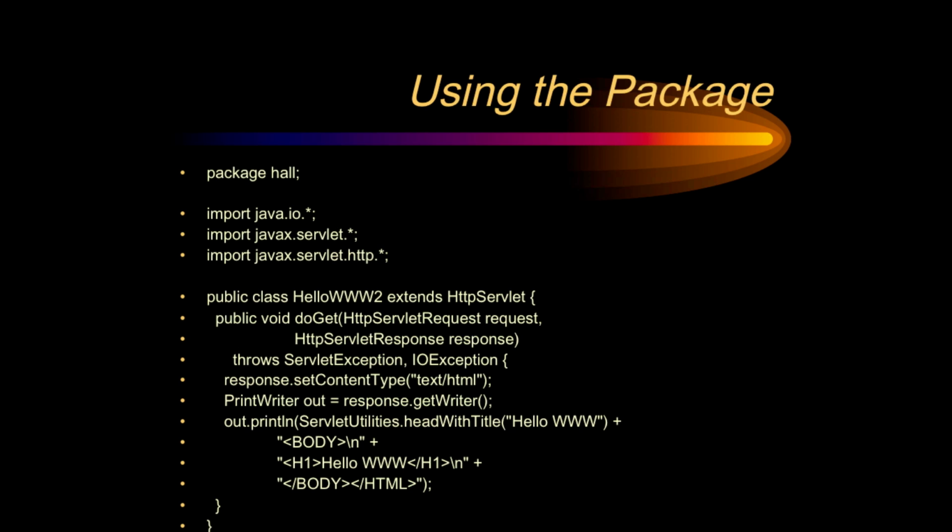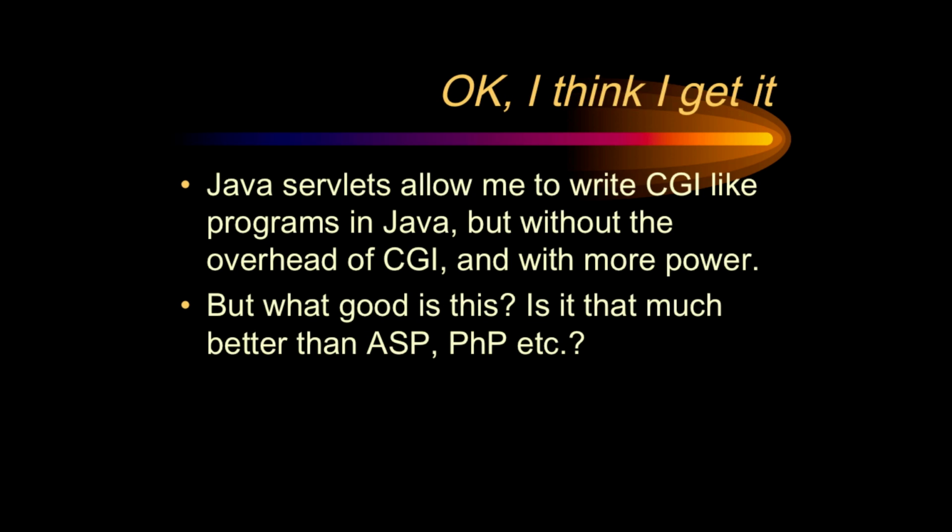And now we're going to put out servlet utilities head with title, hello www. Right, so that's putting out the whole head with title and calling the title hello www, and then concatenates that with begin body, h1 hello www, end body, end HTML. Don't think you really need to memorize all of these code examples. It's just to give you an idea of what this environment looks like from, say, the programmer's perspective.